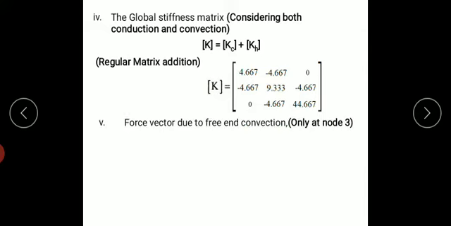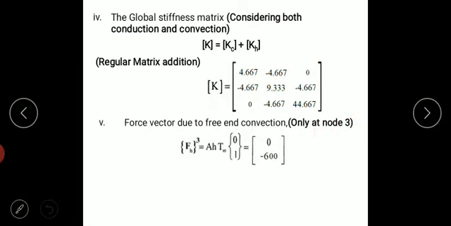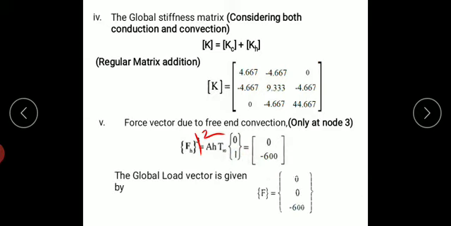Force vector due to free end convection: here I will get {0 1}, because convection is happening at node 3. Sorry, here I specified 3, but that is 2, it is element 2. So at node 3 I have the value 1. Same thing for the global force vector: force is acting only at node 3 because convection is happening there, so for node 1 and node 2 it's 0. The value I got is minus 600.